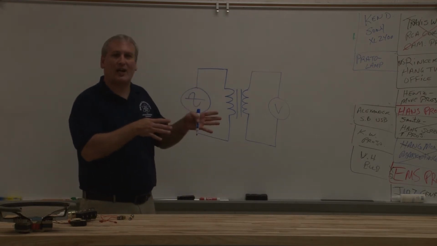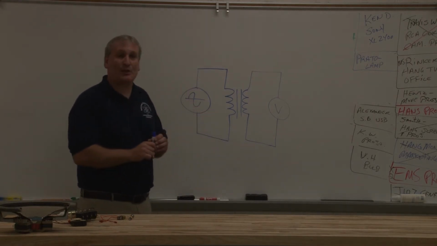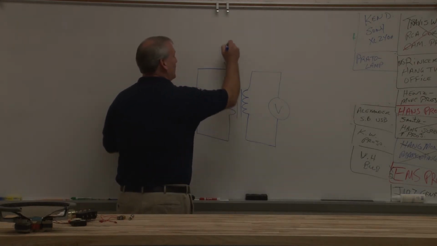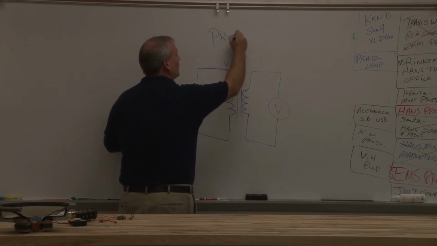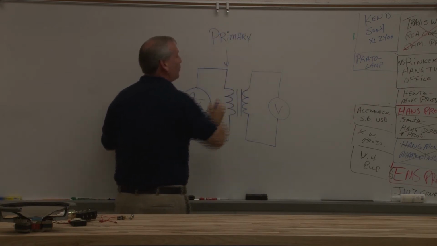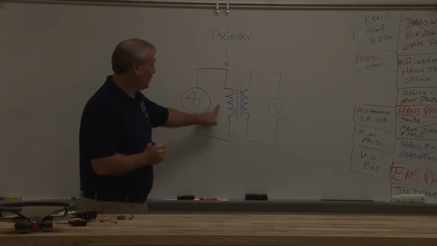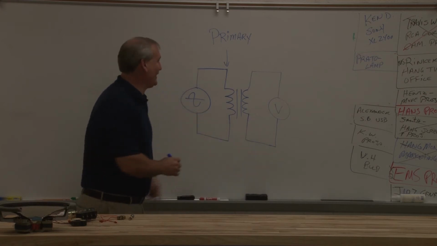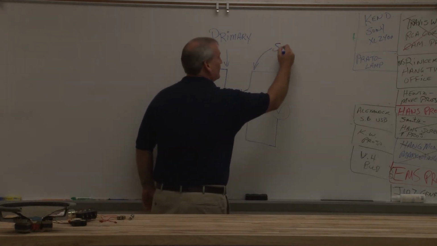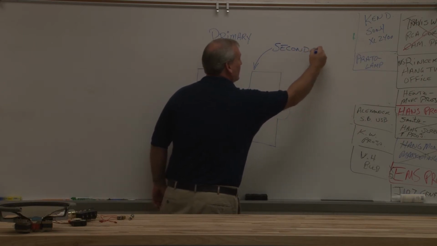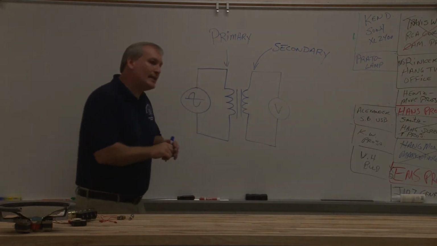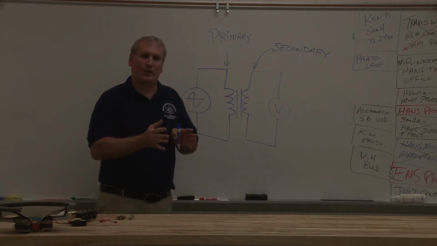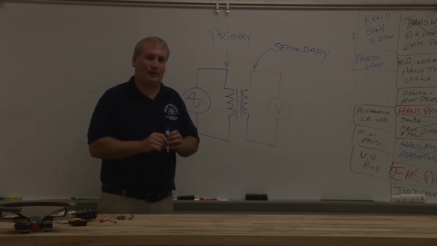Now I keep saying one side and the other side. The transformer actually has terminology that we call it. The side that the power comes in is called the primary. If this is called the primary, what do you think the side that the voltage comes out is called? Secondary. The secondary. So now I can take voltage and go from my primary to my secondary without an electrical connection, and I'm doing this through a magnetic field.